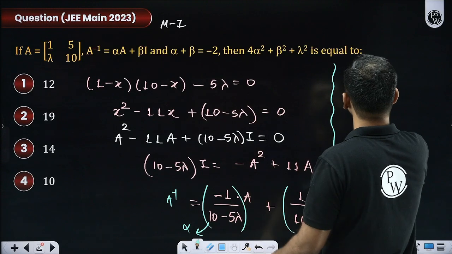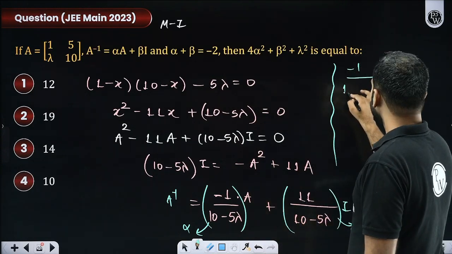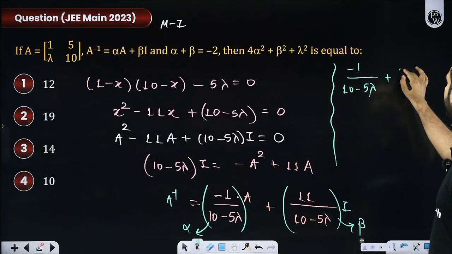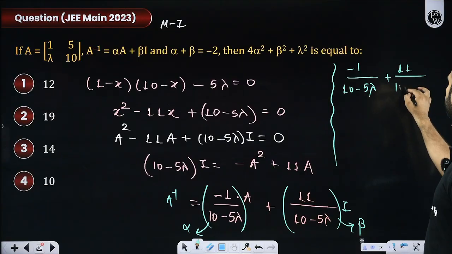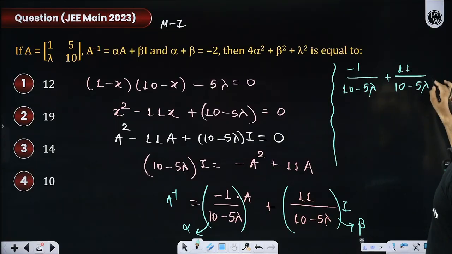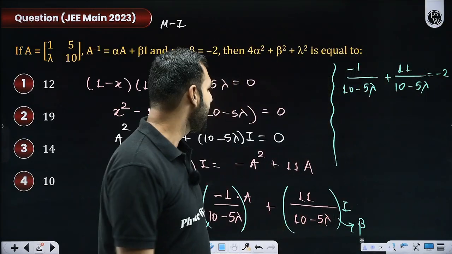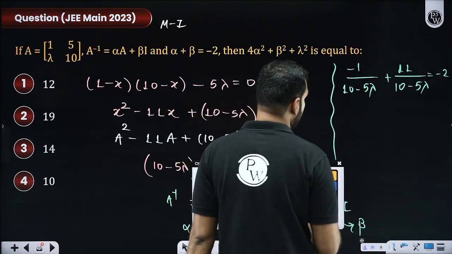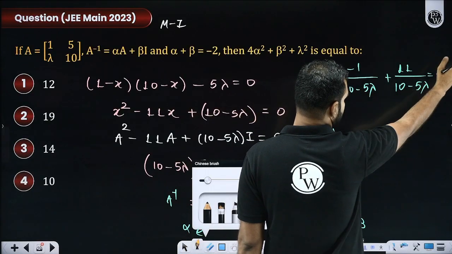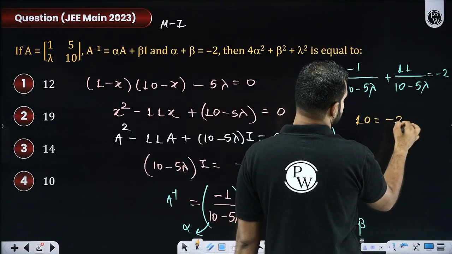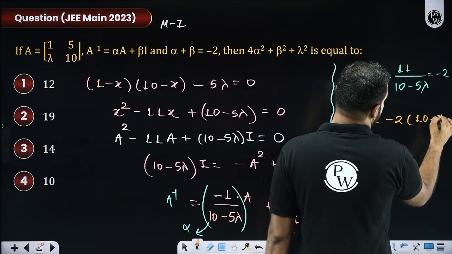So this is alpha, which is minus 1 upon what? 10 minus 5 lambda. What is beta? Sir, beta is 11 upon 10 minus 5 lambda, and alpha plus beta is given to be minus 2. Everybody listening and understanding that? With that, I think I do have my final answer now. Why? Because 10 minus 5 lambda is common there. So 11 minus 1 is 10, which is equal to minus 2 into 10 minus 5 lambda.